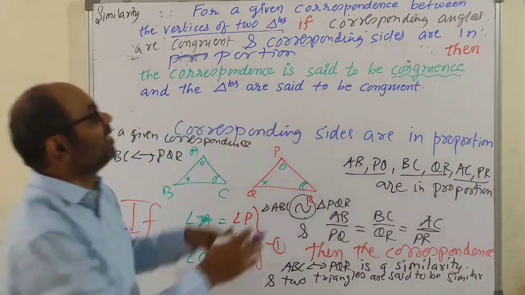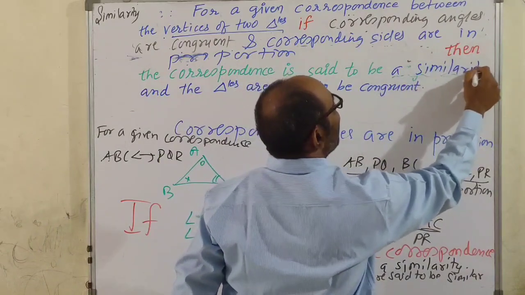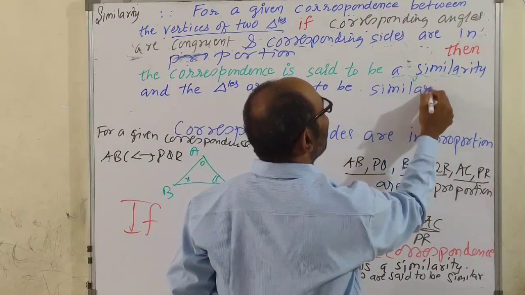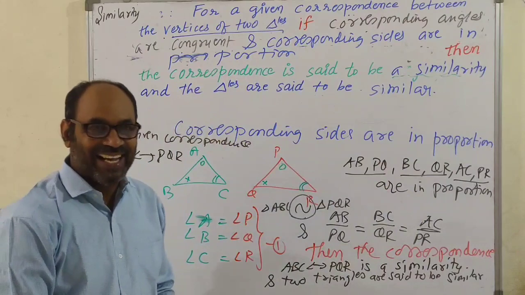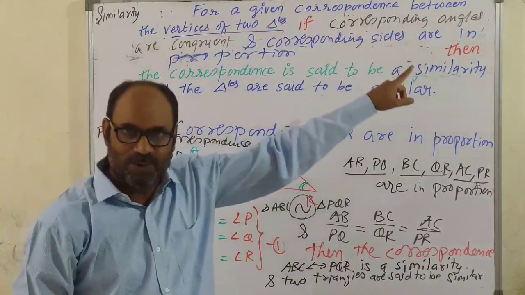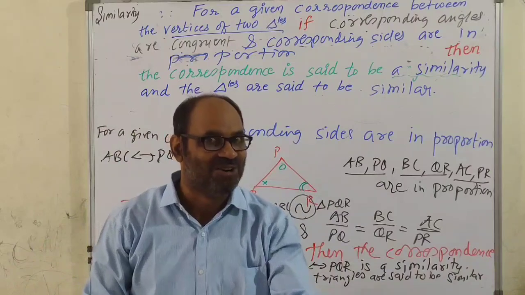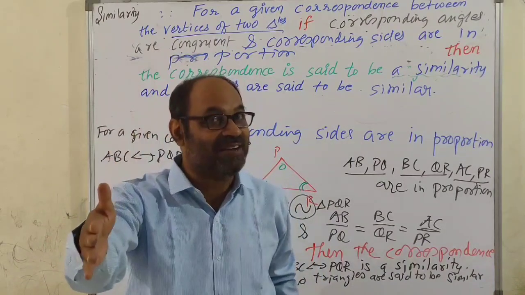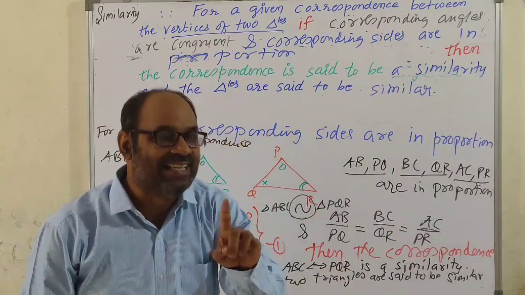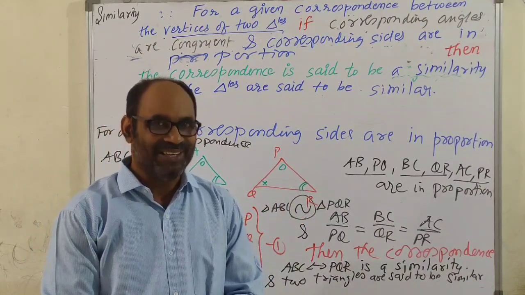Then the correspondence is said to be a similarity, and the two triangles are said to be similar. Got it, children? So, what is the definition of two similar triangles? For a given correspondence between the vertices of two triangles, if corresponding angles are congruent and the corresponding sides are in proportion, then the correspondence is said to be similarity and the two triangles are similar. Clear to you? Did you understand?